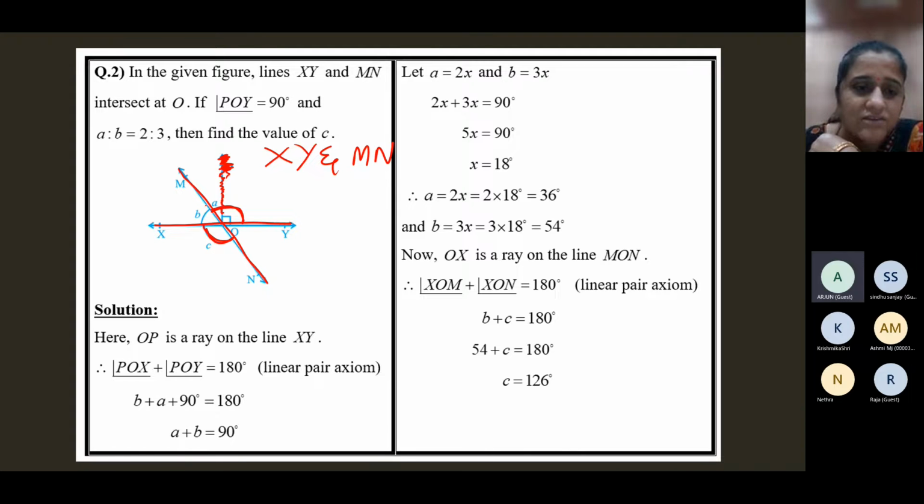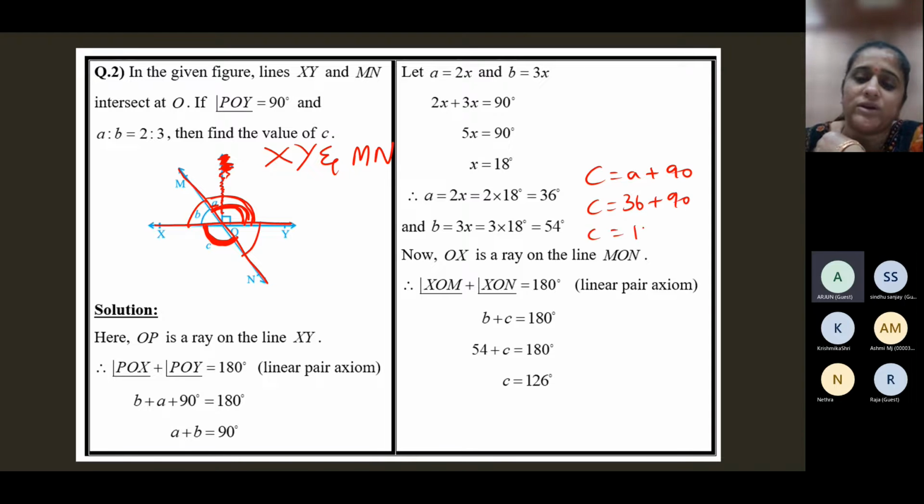See, this angle, this one and this one are vertically opposite. This one and this one are vertically opposite. So C is equal to A plus 90. See, this is A, this is A, this is 90. So C is equal to A plus 90. How much is A? A is 36, plus 90. So C is equal to 126 degrees.